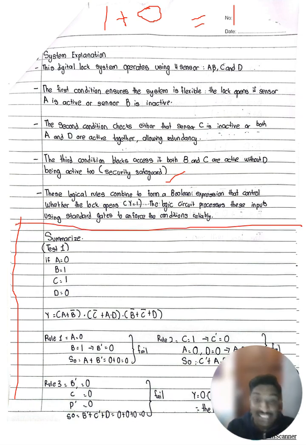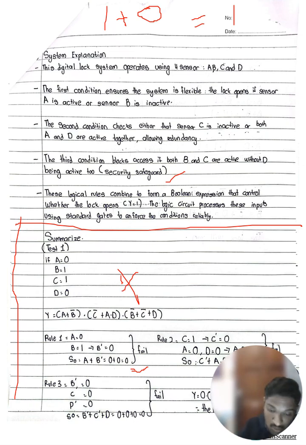Okay, let's say test one: A equals 0, B equals 1, C equals 1, and D equals 0. Okay, rule 1. From here you can understand the system correctly. A equals 0, B equals 1 so B bar equals 0, because the bar is always the opposite of B. So A plus B bar, 0 plus 0 equals 0. If you get 0, it's obviously a fail. So operation 1 is a fail. We put X over here.